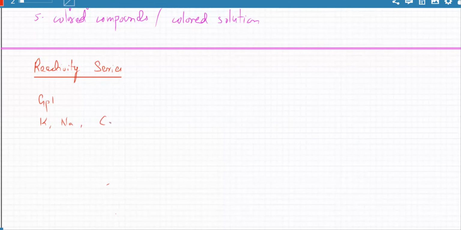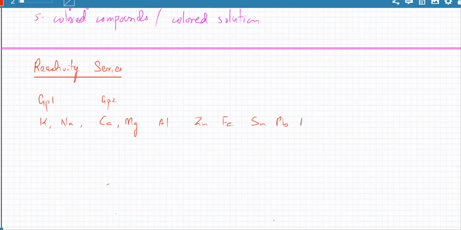Then you have your group 2 metals. So these are your group 2 metals. K, Na, Ca, Mg, Al. Then you have your group 3 metals. And then you have your transition metals, or the elements that belong to that block. So it's going to be Zn, Fe, Sn, Pb, which is lead, H, and then you've got Cu, Ag, Hg is mercury, Au is gold, and Pt, which is platinum.